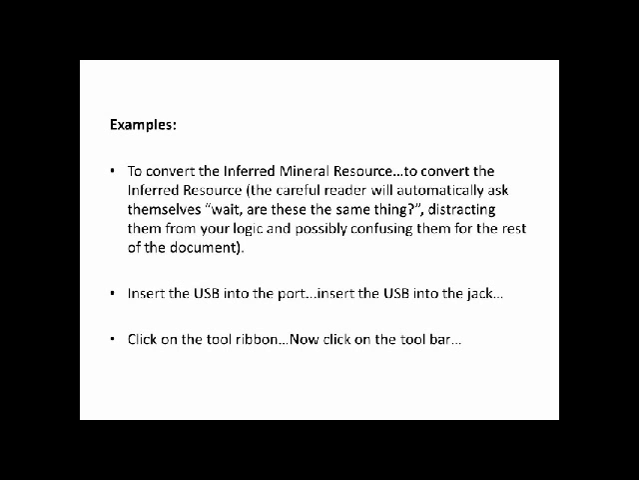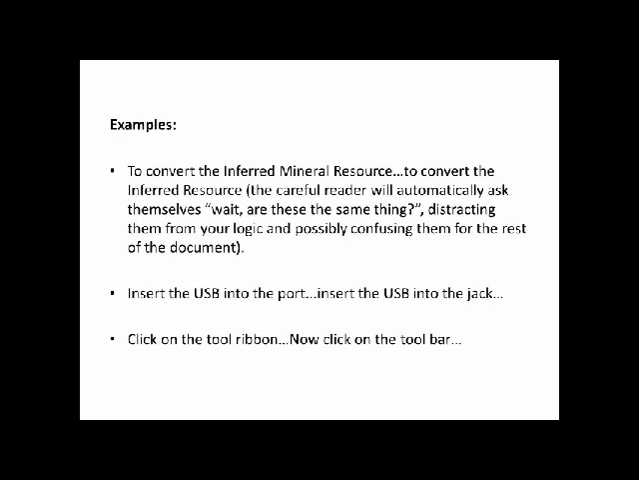Then they might have to Google and find out that they're the same thing, but that would be avoided if you just chose one or the other, port or jack, and stuck to it throughout a document. So that's really important in technical writing. And again, this is from a software manual as well. So click on the tool ribbon, and then later on, now click on the toolbar.